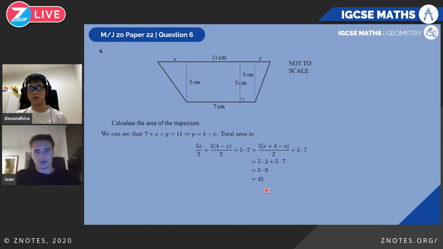So the general formula, you prove it exactly the same way. It would make sense that the general formula comes up as a plus b on 2, where a is this length, b is this length, times h. So in this case, a plus b on 2 is 9, 7 plus 11 on 2. So 5 times 9 is what we're looking at right there.